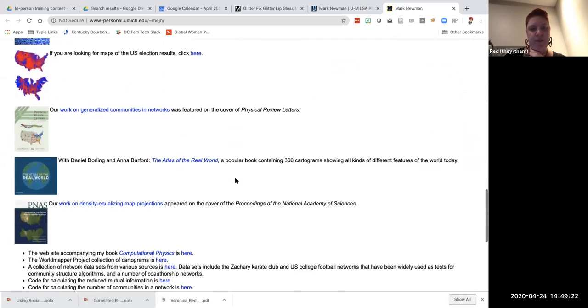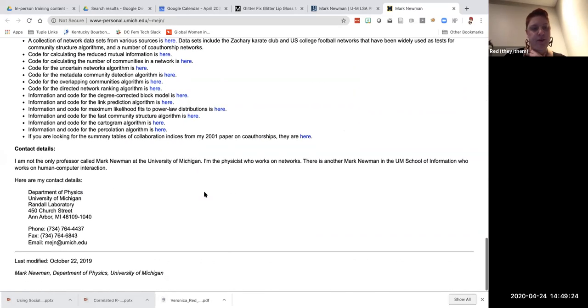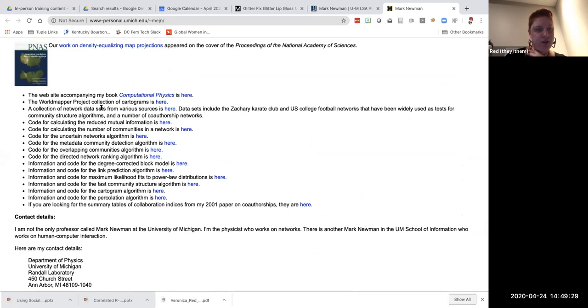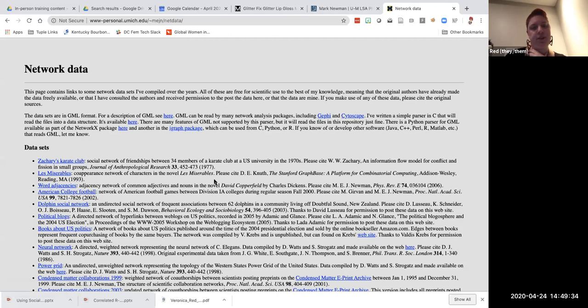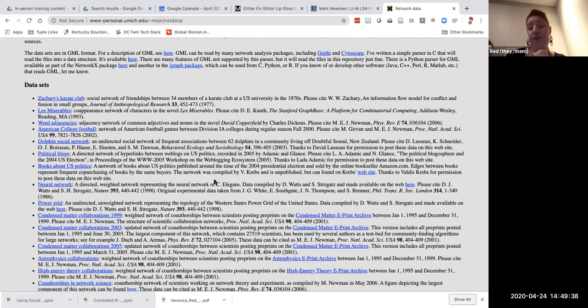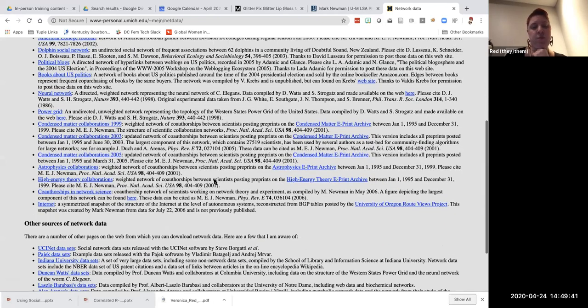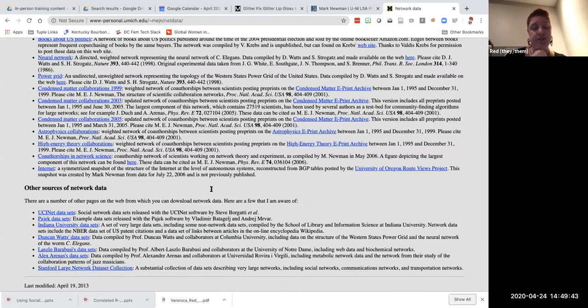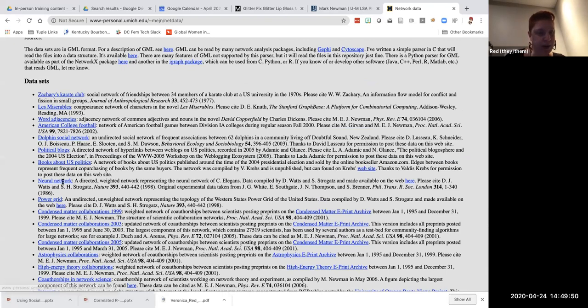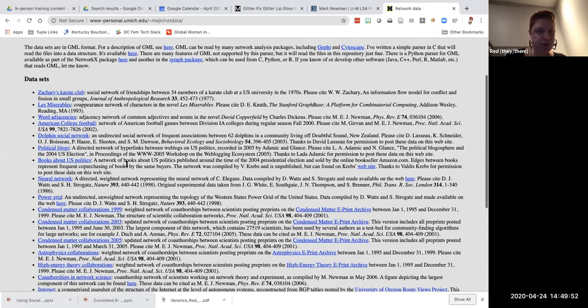Okay. So he's got a list of publications and courses and stuff, but also there's plenty of network data, a collection of network data sets. So there are a ton of different network data sets. Most of these are in GML files, which are graph files. And that's what I've downloaded, a couple of these. I've downloaded the Power Grid, the Dolphin one, and the American College Football one.